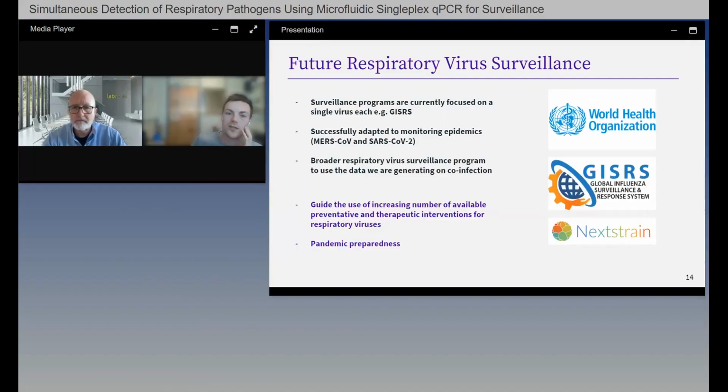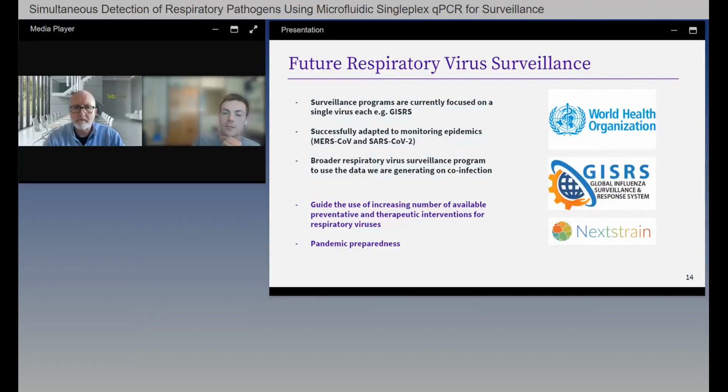So for future respiratory surveillance, I suppose this is very interesting post COVID-19 in that pre-COVID, the World Health Organization was mainly focused on flu, and thus we have the Global Influenza Surveillance Response System, tracking flu and flu strains globally. And it was proven through the pandemic that this can be successfully adapted to monitor SARS-CoV-2 and also other epidemics like the MERS-CoV epidemic.